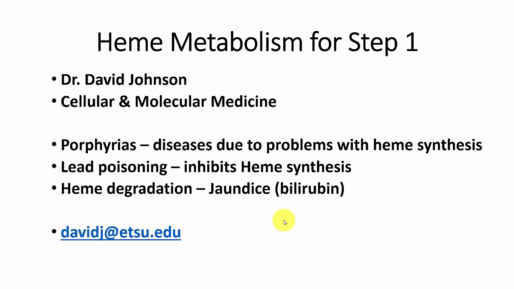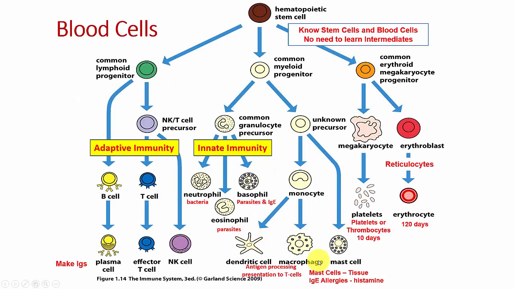This is a brief review of heme metabolism for Step 1 to get you ready for Step 1. And this is to remind you of the blood cells, primarily erythrocytes. Red blood cells are the primary source, use a lot of hemoglobin, and therefore they have a lot of heme.